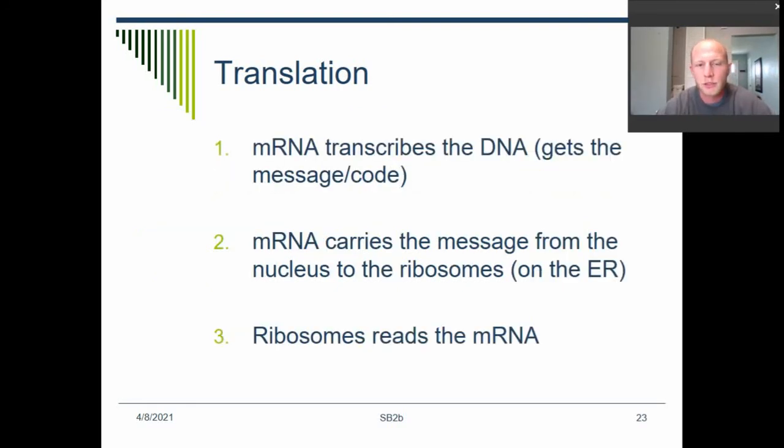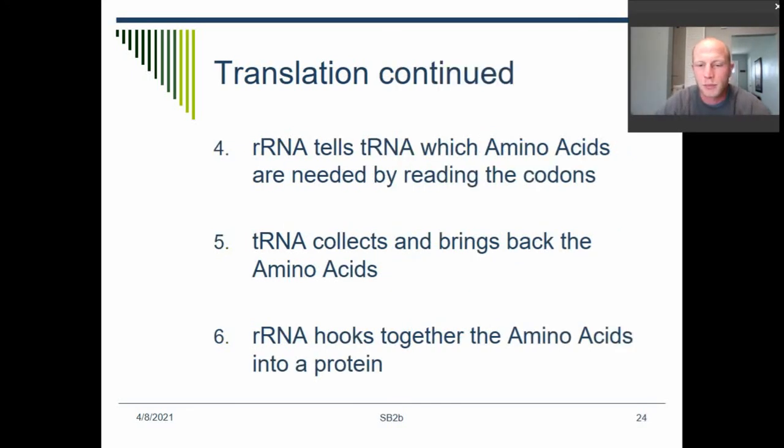So translation: mRNA transcribes the DNA, gets the message code, which we just called transcription. mRNA carries that message from the nucleus to the ribosomes. It could be on the ER, could be free-floating ribosomes. And then the ribosome reads the mRNA. And really that's where translation starts, once the ribosomes meet the mRNA and start making the proteins.